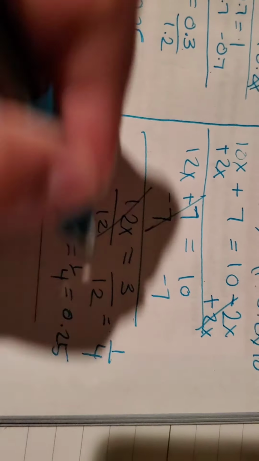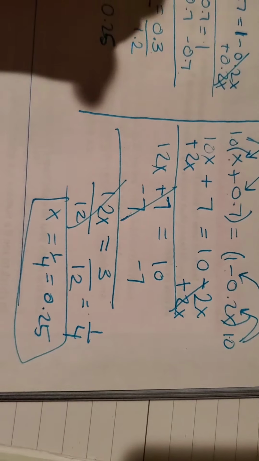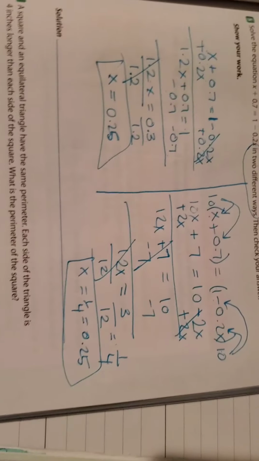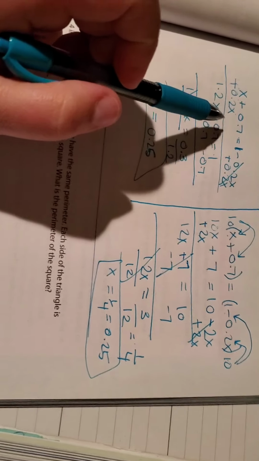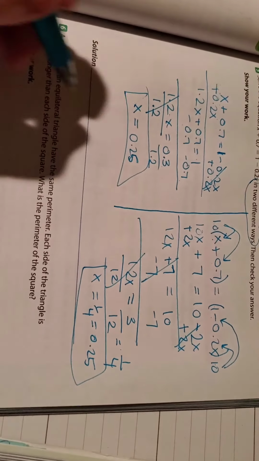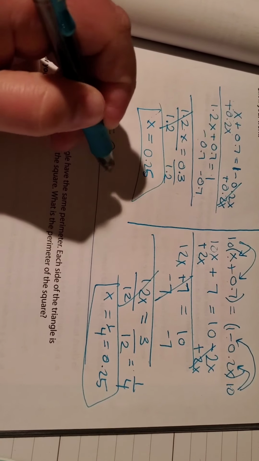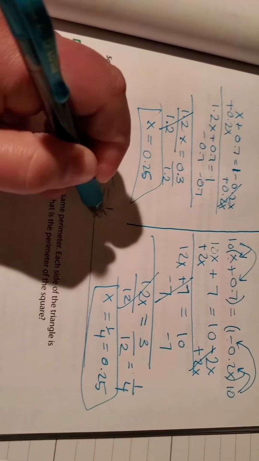So now we have shown that we can find the answer using two different methods. One is the distributive property. The other is by immediately simplifying. Our solution comes out to x equals 0.25, which we can put equals 1/4 if we want to. Okay.